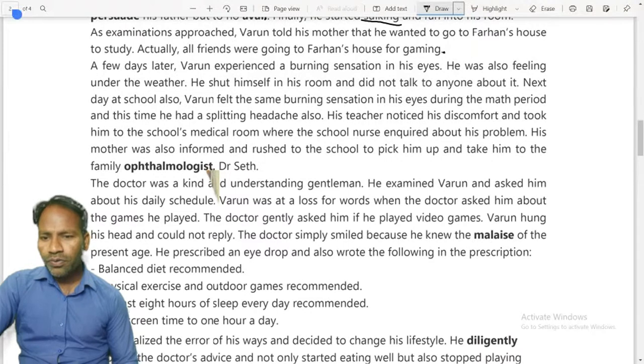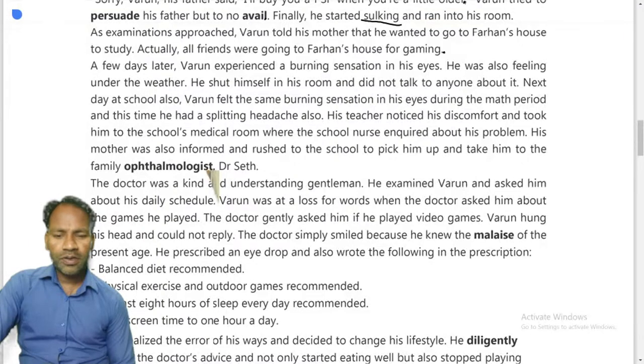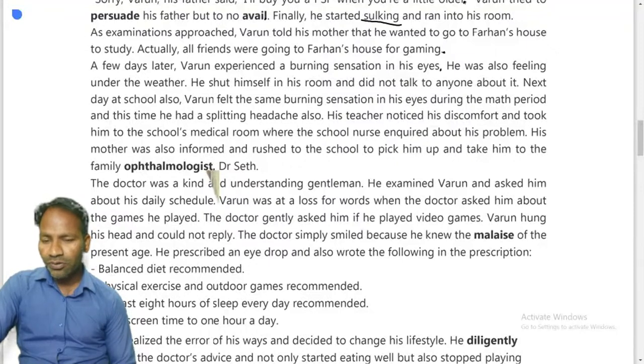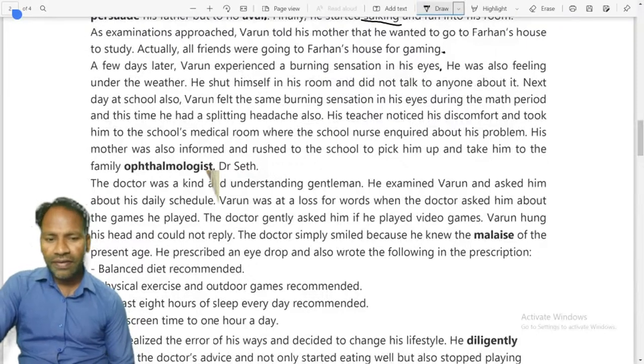As examination approached, Varun told his mother that he wanted to go to Farhan's house to study. Actually, all the friends were going to Farhan's house for gaming, not for study. They were playing there. A few days later, Varun experienced a burning sensation in his eyes. Because of that video game, facing the screen more and more, his eyes started shedding tears and having a burning sensation, a kind of irritation. He was also feeling under the weather.